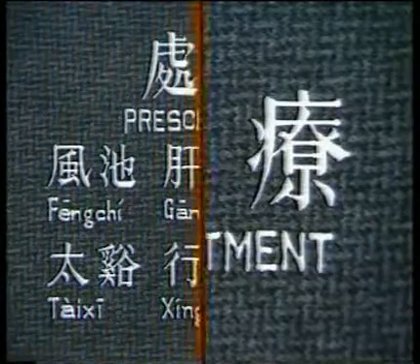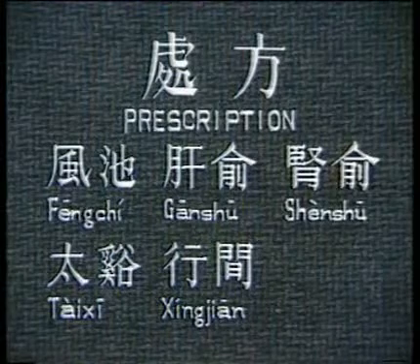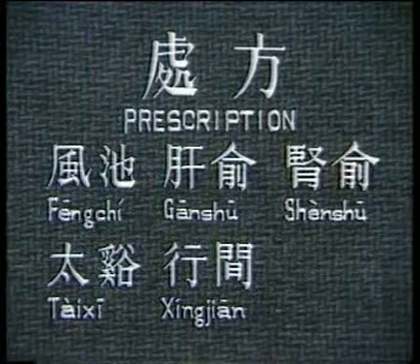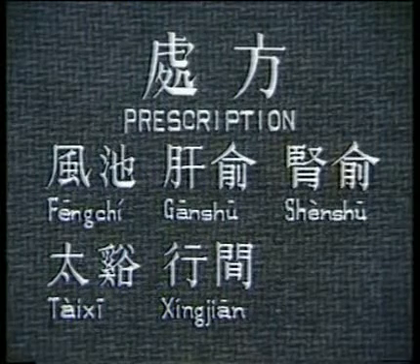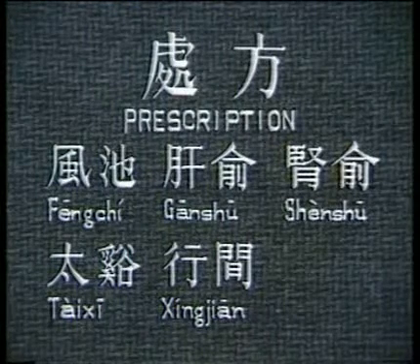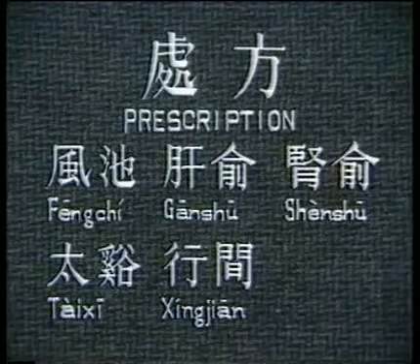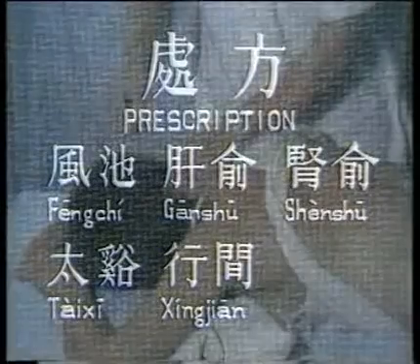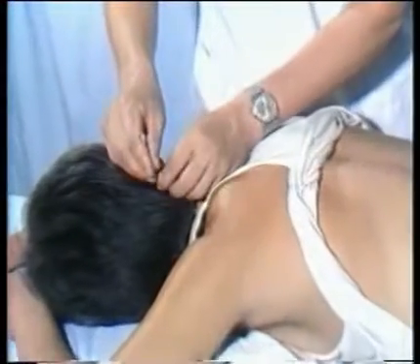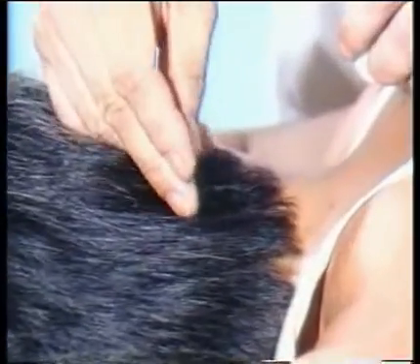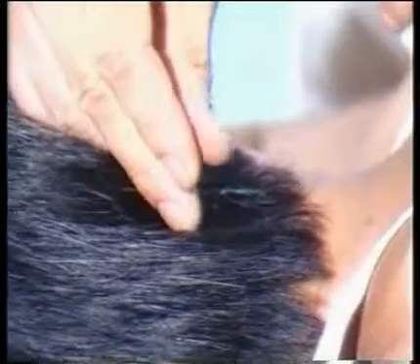For treatment, the points Fengshi, Gallbladder 20, Ganshu, Bladder 18, Shenshu, Bladder 23, Taixi, Kidney 3, and Xingjian, Liver 2 are needled to nourish yin and pacify yang. After routine sterilization, puncture Fengshi, Gallbladder 20, with the twirling and reducing method to reduce yang.